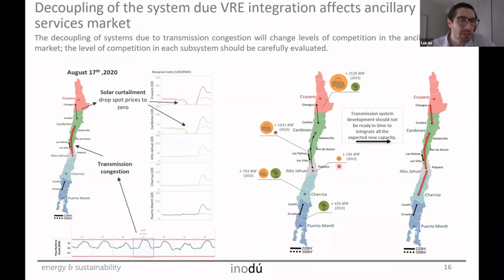There are a lot of renewable projects under development in different zones of the system, especially in the north. And the question is, if the system keeps growing at that rate, it's probable that the transmission system will not be enough to avoid the decoupling of the system. And if the system is decoupled, the operation and the ancillary services requirements change. And then there is a change in the level of competition of each subsystem.